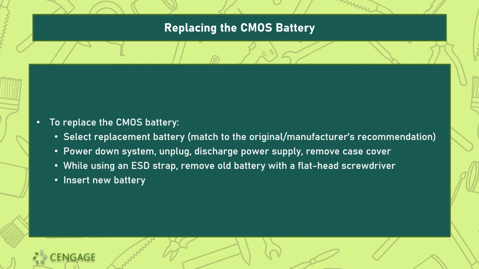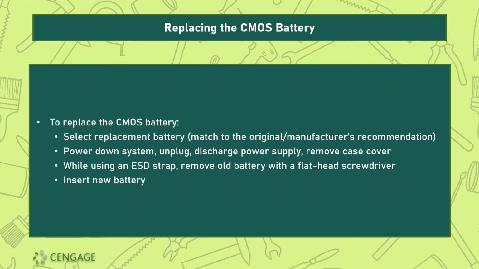Now, if we're going to replace the CMOS battery, let's go ahead and select the replacement. Again, most of them are CR2032s. Your mileage may vary slightly. Then we're going to go ahead and power down the system, unplug, and discharge. We're going to hold that power button for 3 to 5 seconds, and then take off our case cover.